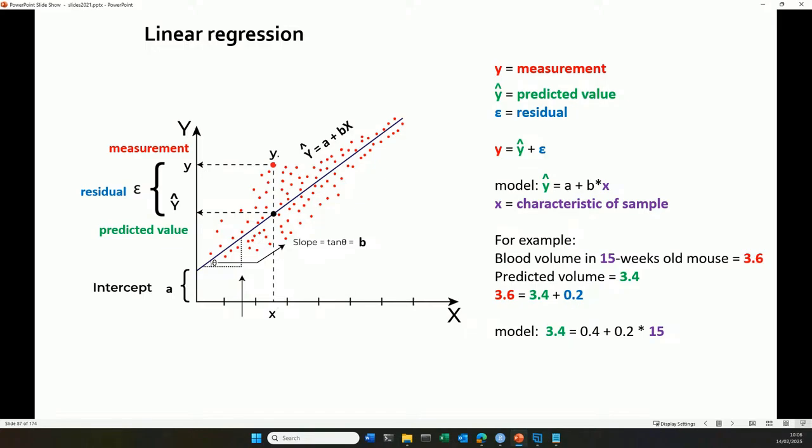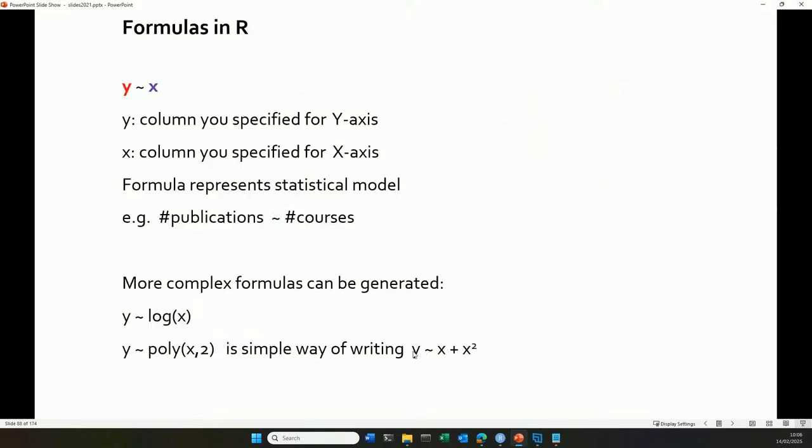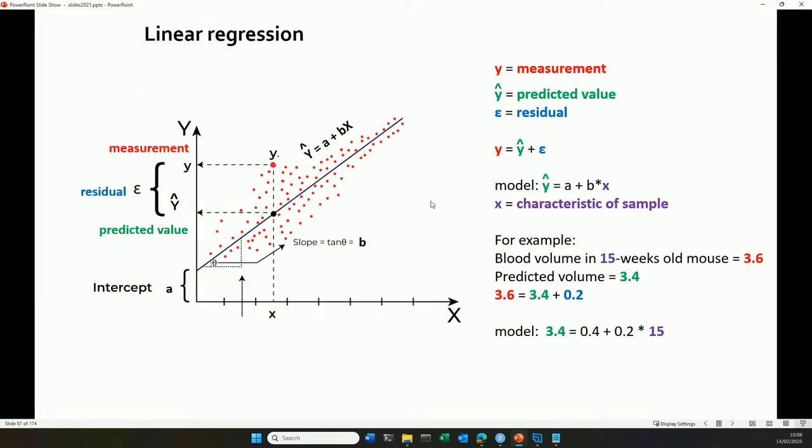And all regression works like this. Lowess works differently, but all the other ones work like this. The only thing that's different is the equation. If you do nonlinear regression, you might have an equation that looks more like this, where you have an x squared instead of an x.